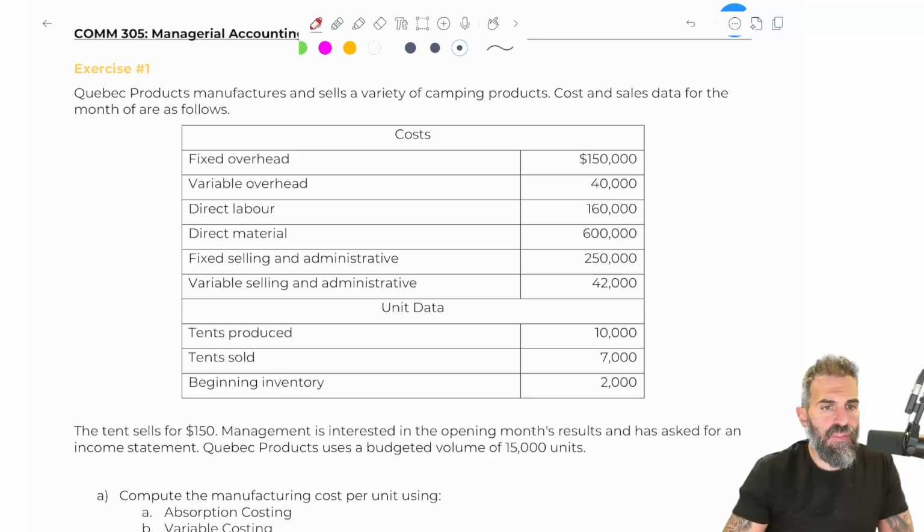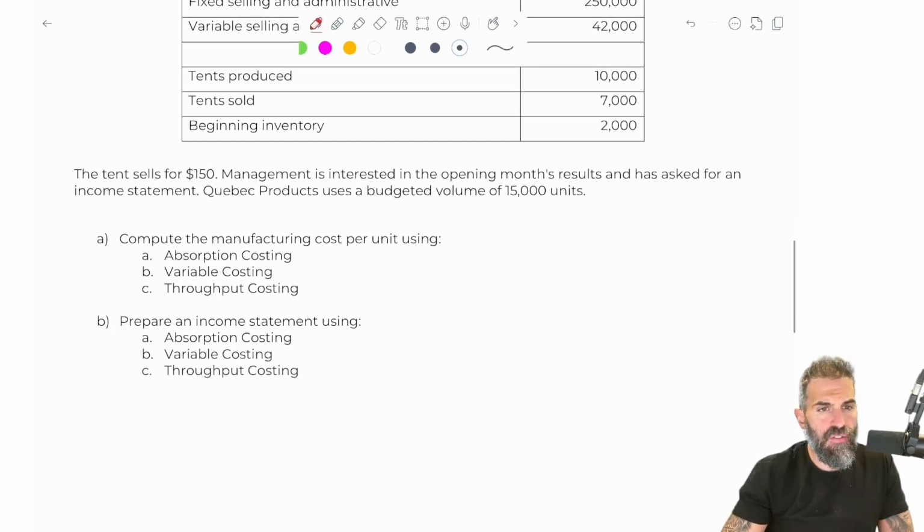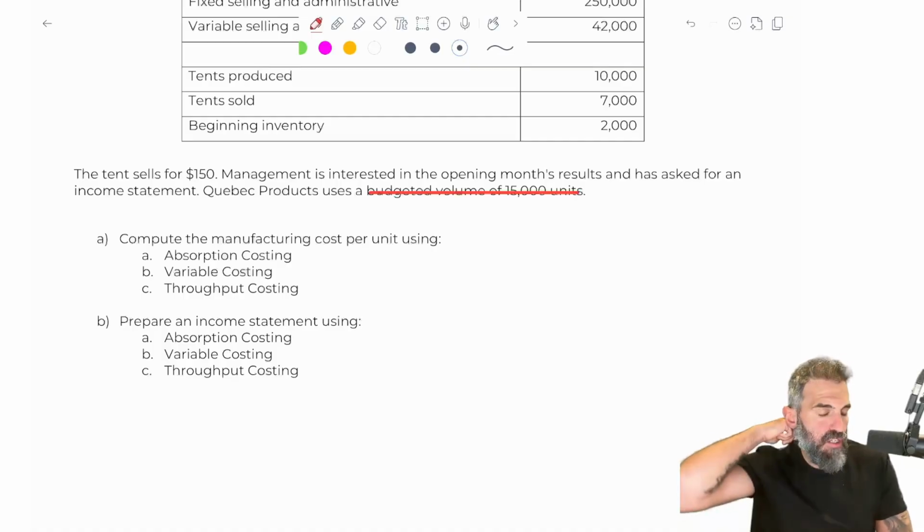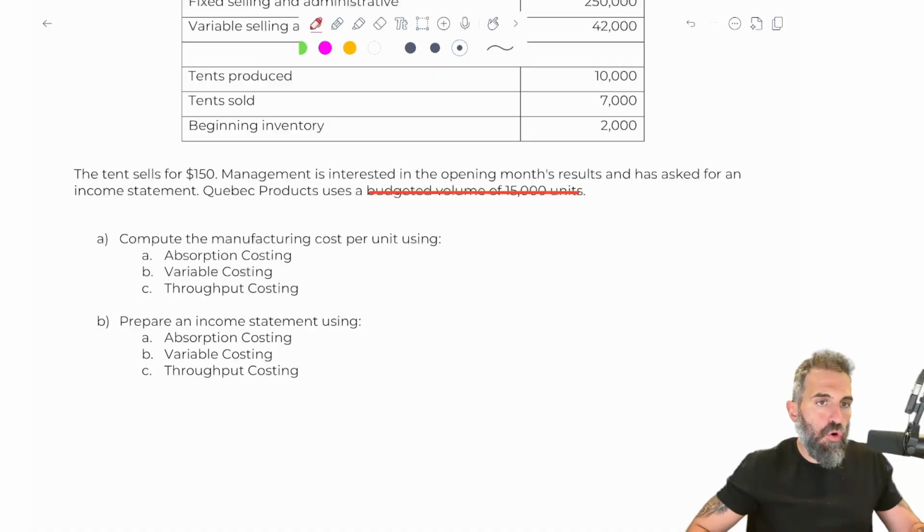Quebec Products uses budgeted volume of 15,000. We don't need the budgeted volume for anything. This is for something called normal costing, which we don't cover in 305 anymore. So if they do give it to you, budgeted volume, normal volume, you can ignore it.